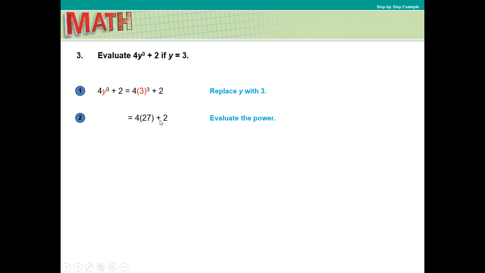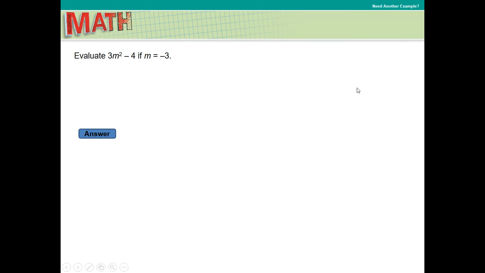We multiply or add first? We multiply because multiply comes before addition. Multiply is 108. And then we do 108 plus 2 is 110. You do one. 3m squared minus 4. Pause it. Practice it.